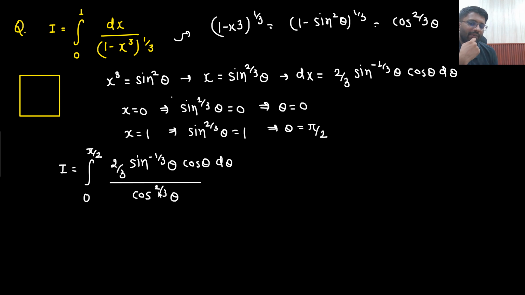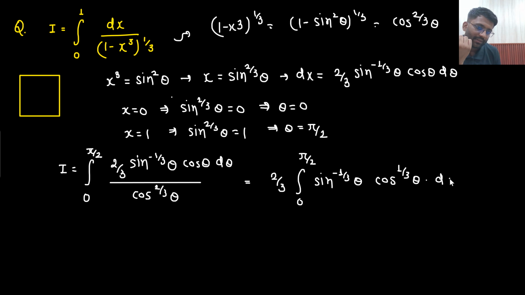Here power 1 is there, here power 2 by 3 is there. So this will become power minus 1 by 3. So what you are getting: 2 by 3 outside, 0 to pi by 2, sine power minus 1 by 3 theta. And if this goes upward, on the upper side what will you get? Cos power, here power 1 is there and here power 2 by 3 is there. So 1 minus 2 by 3 will become 1 by 3 theta d theta. Understandable? Okay. So this is the scenario you are getting.